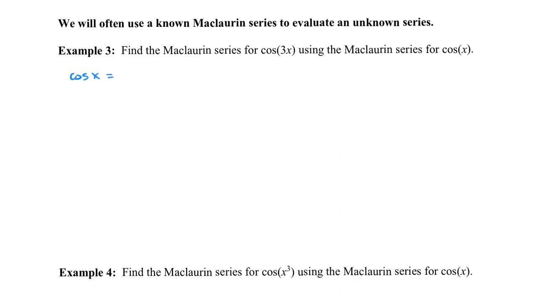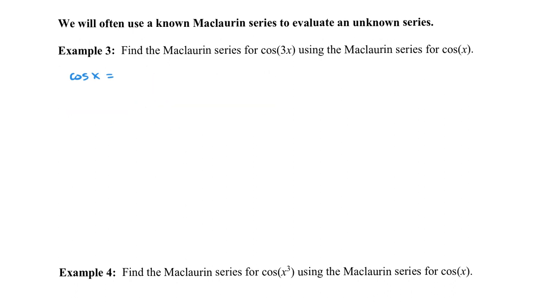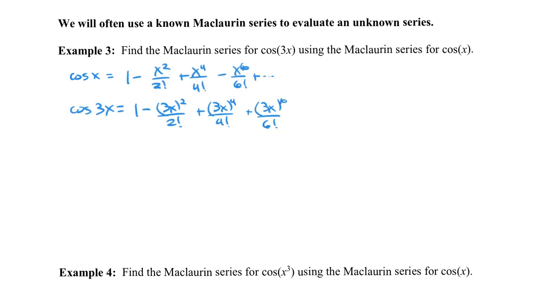So cosine of x we know is equal to 1 minus x squared over 2 factorial plus x to the 4th over 4 factorial minus x to the 6 over 6 factorial plus ... Okay, so if I wanted cosine of 3x, here's how easy this is. Cosine of 3x, wherever I see an x, I put 3x. So it's going to be 1 minus 3x squared over 2 factorial plus 3x to the 4th over 4 factorial plus 3x to the 6 over 6 factorial.